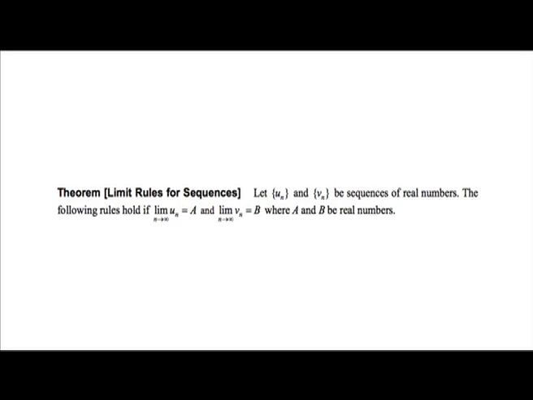Now we state limit rules for sequences. Theorem, limit rules for sequences. Let sequence un and sequence vn be sequences of real numbers. The following rules hold if limit un as n approaches infinity equal to a and limit of vn as n approaches infinity is b, where a and b are real numbers.